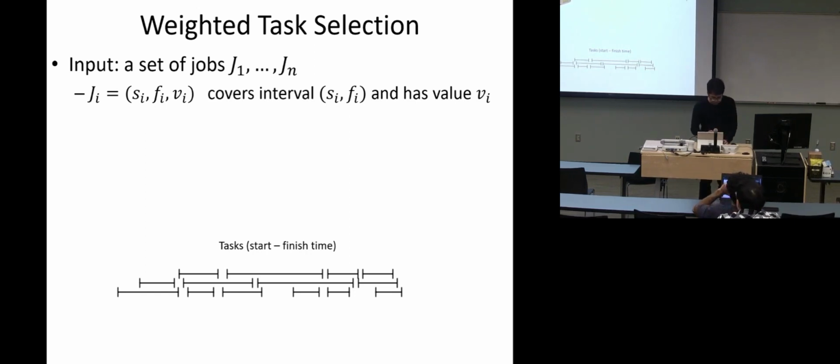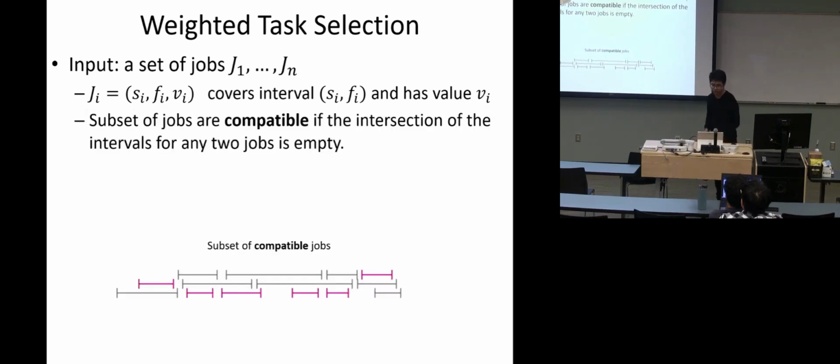The problem is that you are given a set of jobs, J1 to Jn. For each job Ji, you have basically three numbers. The first number, Si, is the starting time of this job, and the second number is the finish time. So basically, each job looks like an interval on the real line. And each job will have a value Vi.